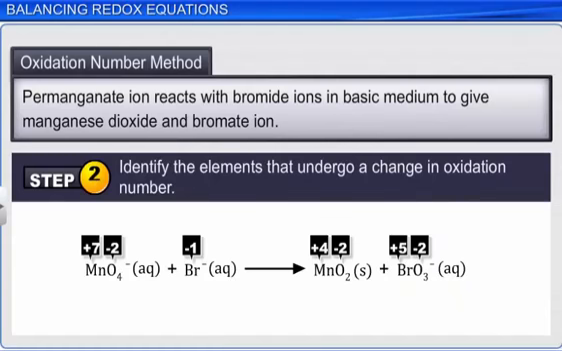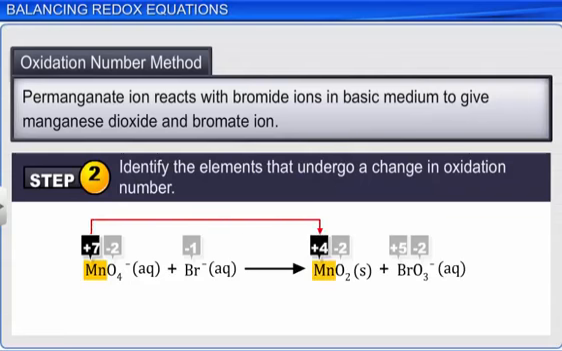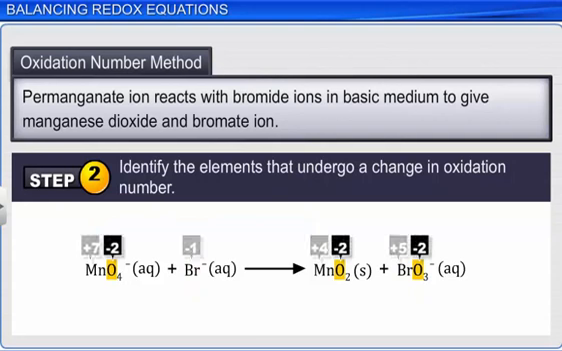Now, observe the change in the oxidation number of the elements. The oxidation number of manganese changes from +7 to +4, and the oxidation number of bromine changes from -1 to +5. Note that oxygen does not undergo any change in oxidation number.